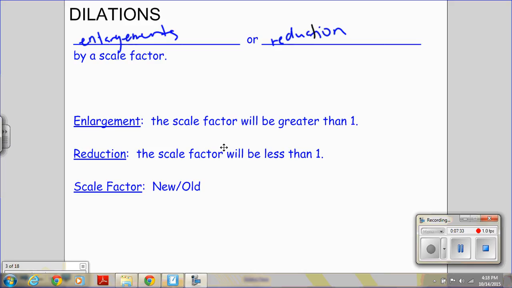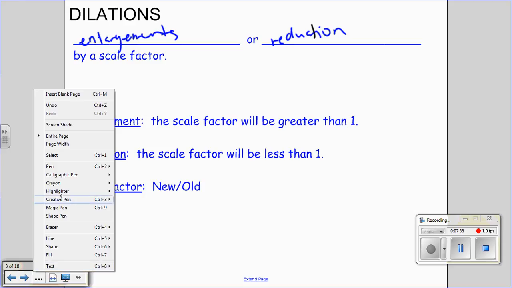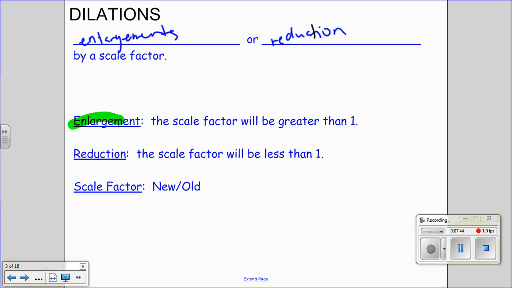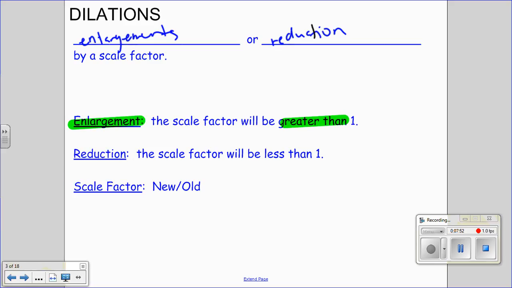It'll be an enlargement if it is greater than 1, and a reduction if it is less than 1. So enlargement, greater than 1. Reduction, less than 1. The scale factor will be the number that is either greater than 1 or less than 1.